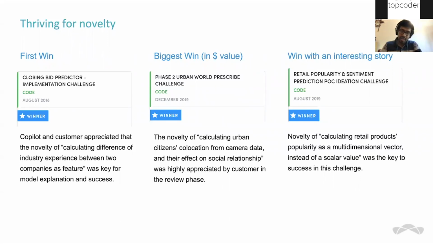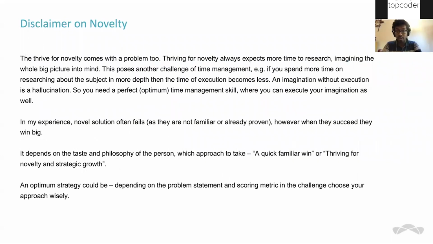My next slide is all about a disclaimer on novelty, because whenever you try to give a novel solution, it comes with some risks associated with it. To give a novel solution, you need to do a whole lot of research, which means you need to spend a whole lot of time on that research. That is a key problem on the time management part. And if the time is not managed in an optimum way, then there is a high failure rate on the novelty.